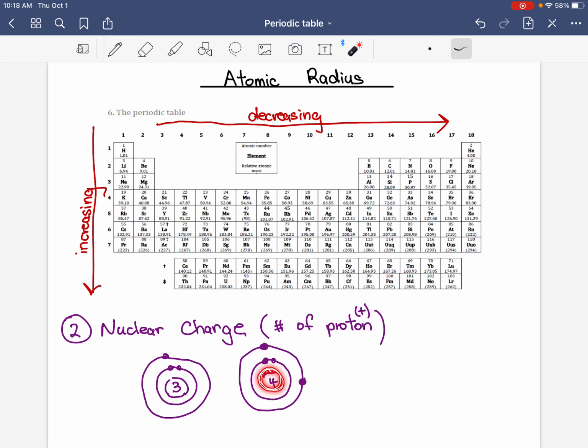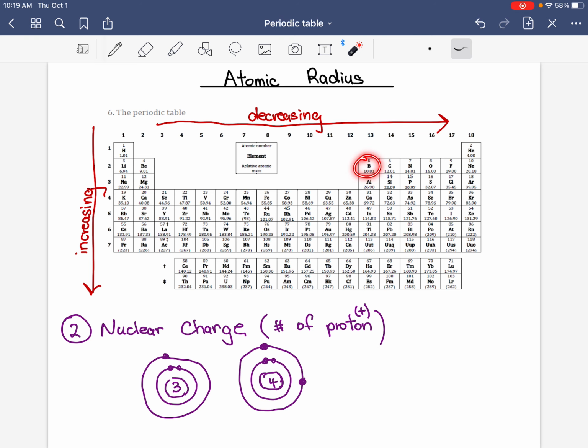Basically, this is a stronger, let's say, magnet than this, pulling these electrons inwards more. Now, you may be thinking, but there are more electrons, but that doesn't matter. It's not like you have an extra shell or anything, right? So if you think about nuclear charge, as you move across the period, the nuclear charge is going to get bigger and bigger.